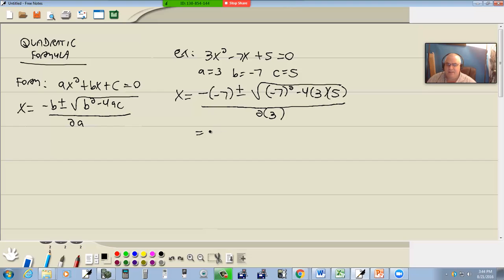Now here a negative negative gives us a positive 7, plus or minus square root of negative 7 squared, which is 49, minus 4 times 3, which is 12, times 5, which gives us 60. All over 6.